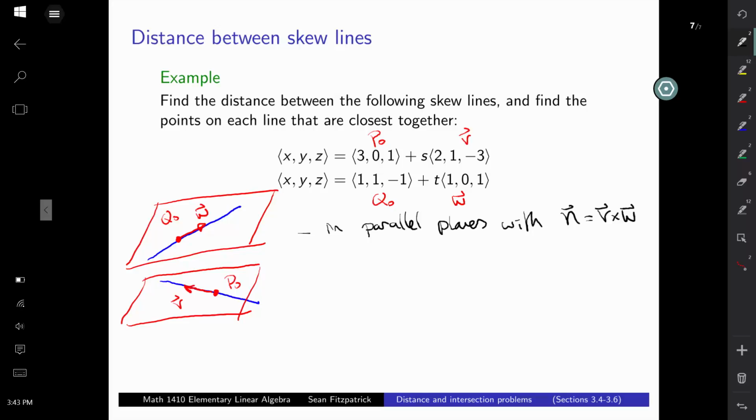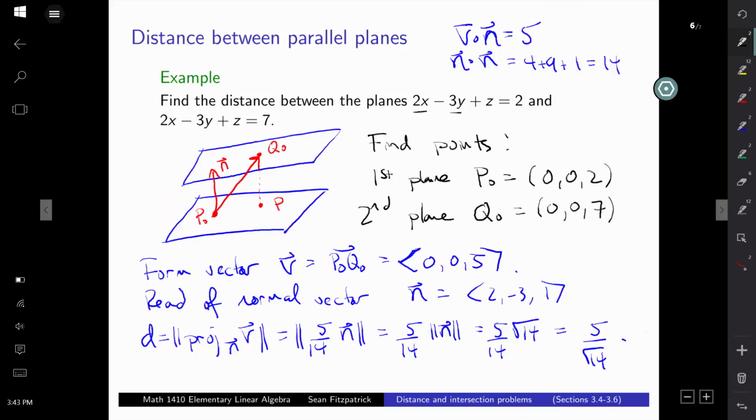So once you realize that this is going on, then finding the distance between skew lines, if all you want is the distance, you go back to this example here. It's exactly the same, right? Distance between skew lines has now become distance between parallel planes. Once we do that cross product, we've got the normal vector. We've got one point on either plane. We've got our P naught. We've got our Q naught.